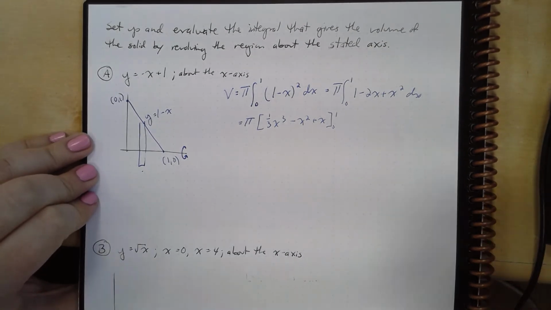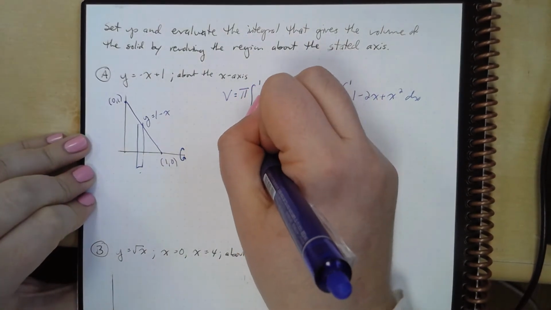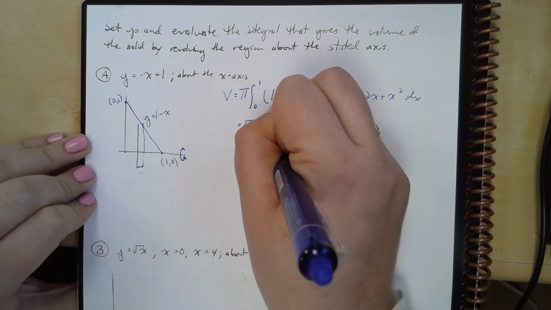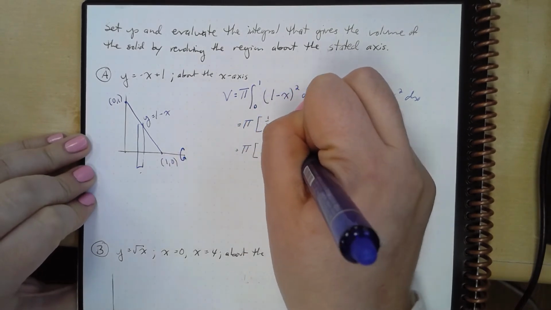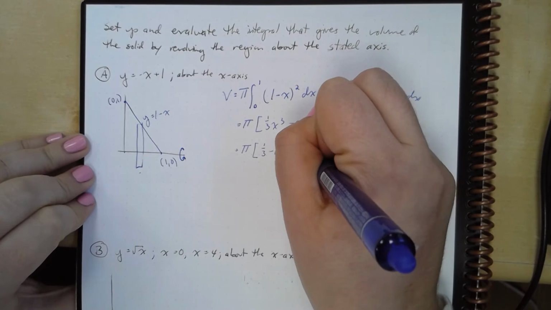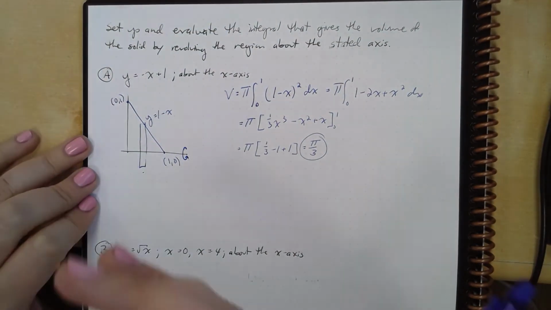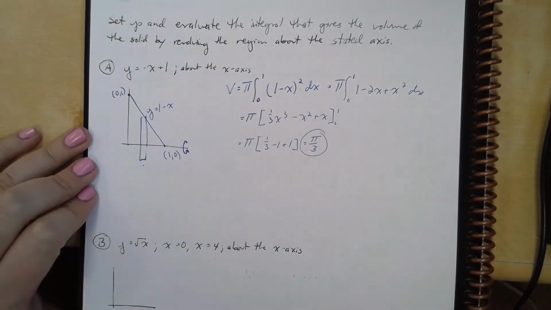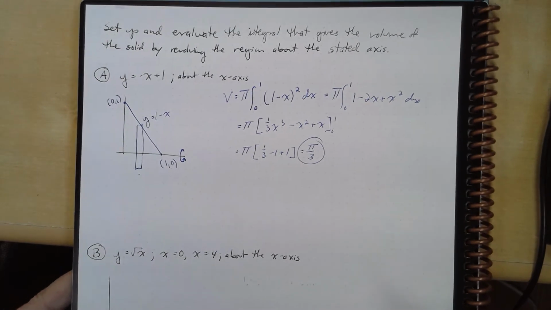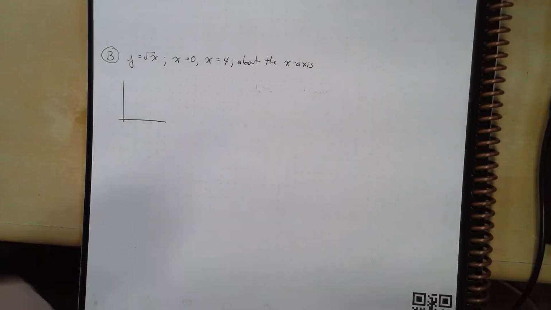And we end up with pi times 1/3 minus 1 plus 1, which equals pi over 3. That's our volume. That's the volume of this cone that's created by revolving around the x-axis there. Okay, let's do another one.